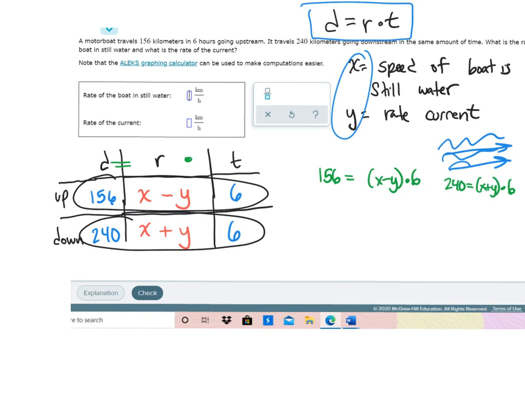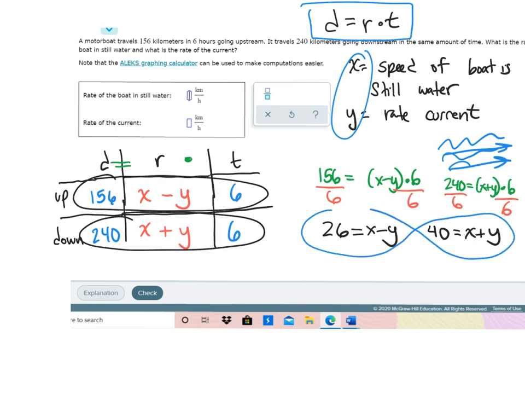Now, one way to do these problems is to distribute the 6, but there is a trick, and this works pretty much all the time. What I'm going to do is divide both sides by 6 before I distribute, because I'll just get easier equations. So 156 divided by 6 is 26, equals x minus y. 240 divided by 6 is going to be 40, equals x plus y. So now my goal is to solve these two equations for x and y, and then I'll have my speed of the boat in still water and the current.